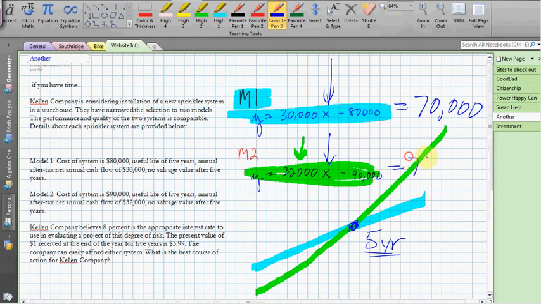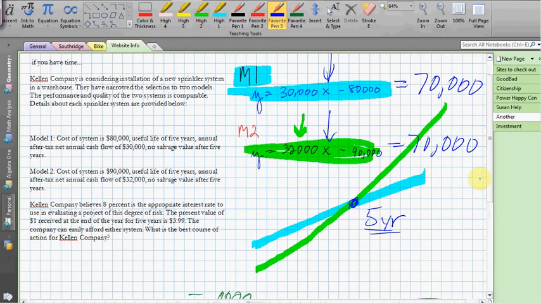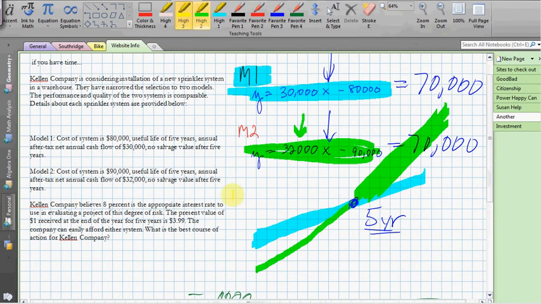So what does that mean? At the end of 5 years, at exactly year 5, it doesn't matter which proposal you chose. Prior to year 5, it's more of a savings to use Model 1, but after year 5, it is more beneficial, without taxes, without any of the other jargon they mentioned in here. It's definitely more beneficial after year 5 to use model number 2.